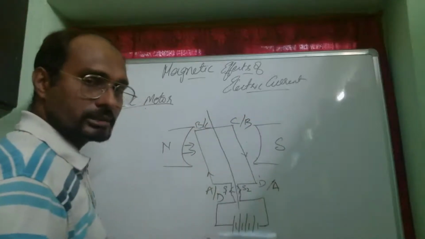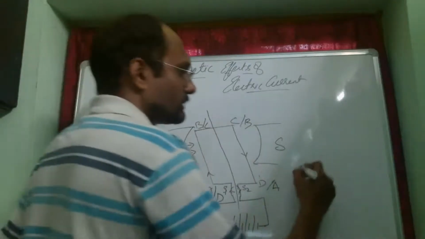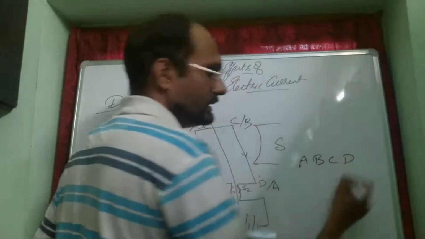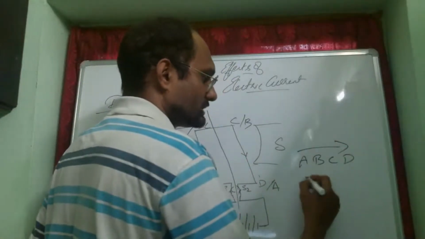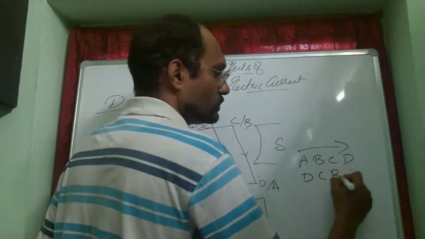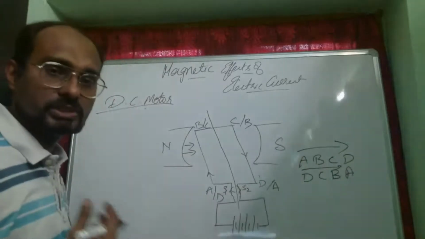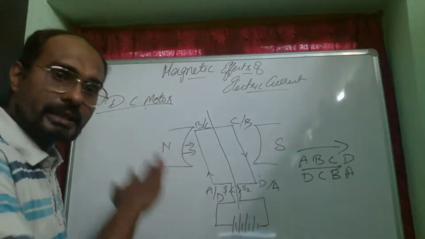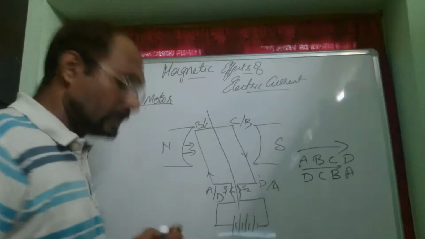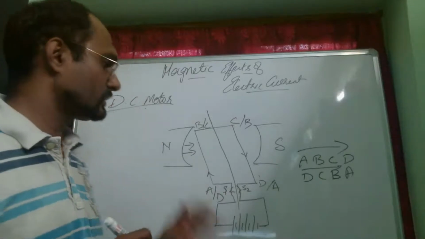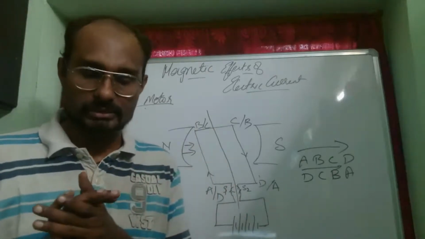Here we have B, and here we have A. And the current is now traveling from D to B, B to C, C to A. That means from A, B, C, D, like this it was traveling. Now the direction of the current has changed. From D, it is traveling to C, to B, and to A. So what happened? The direction of current can be changed. So the rotation will remain constant. It continuously rotates in the same direction. So this is the construction and working of a DC motor.